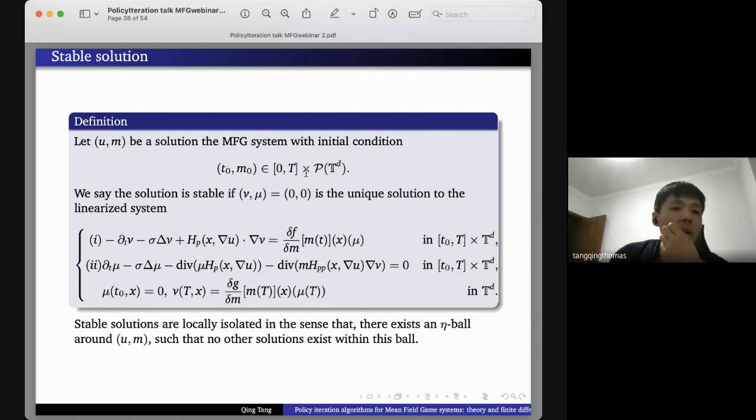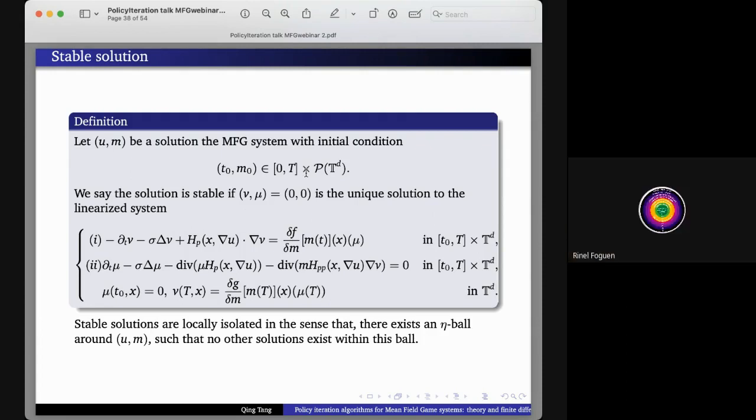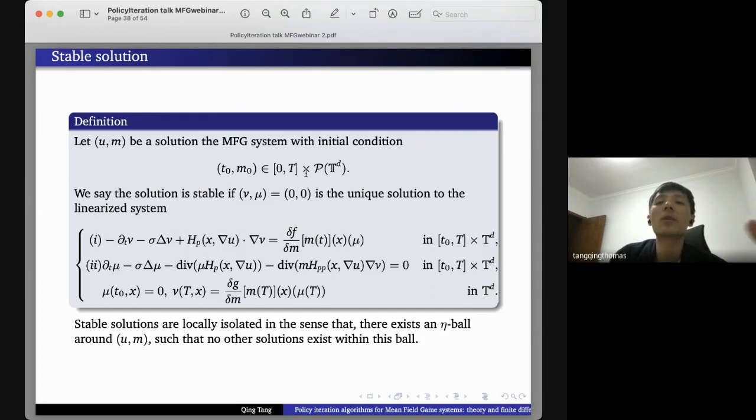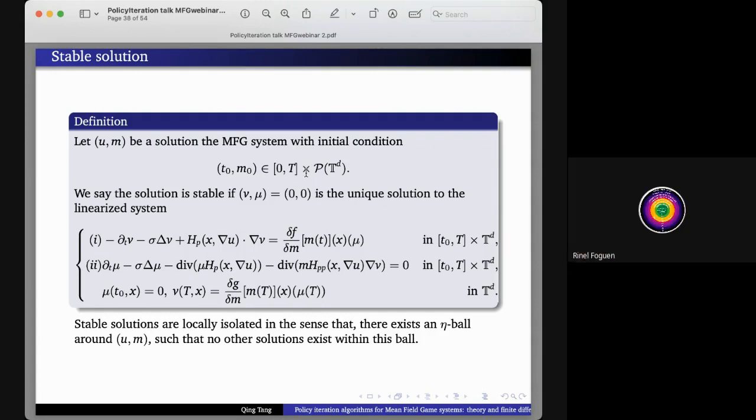So if U, M is a solution to the MFG with initial condition T0 and M0, starting from any T0 between 0 and capital T, the solution is stable if the trivial solution is the unique solution to the linearized system. And stable solutions are locally isolated. You can always find a ball, and inside this ball there cannot be any other solutions. So they are separated from the trivial one.